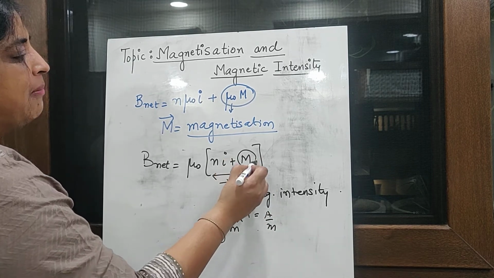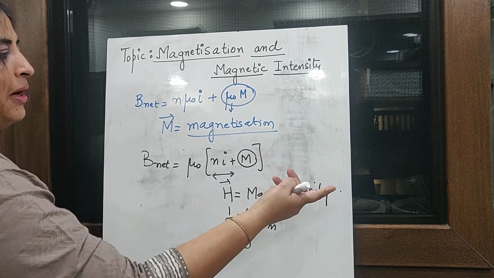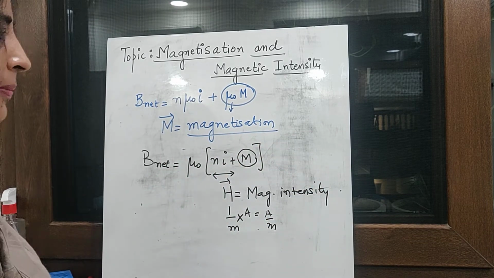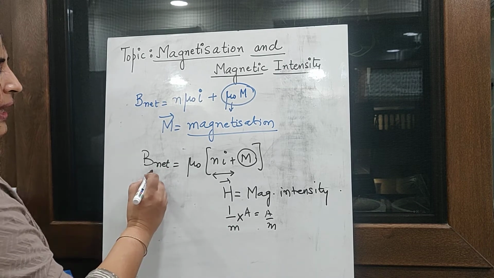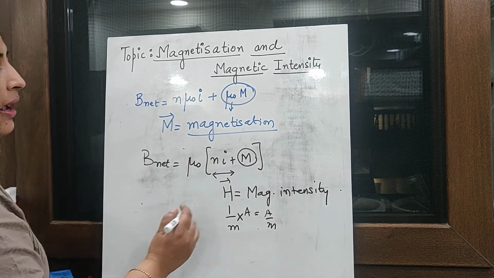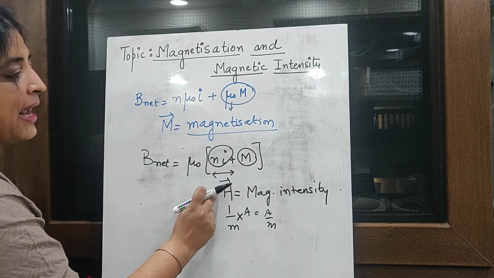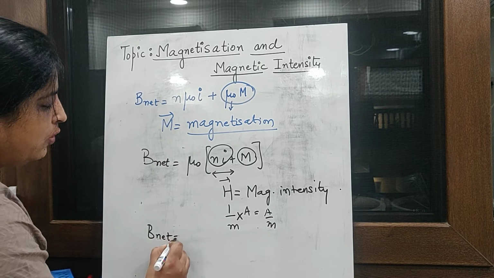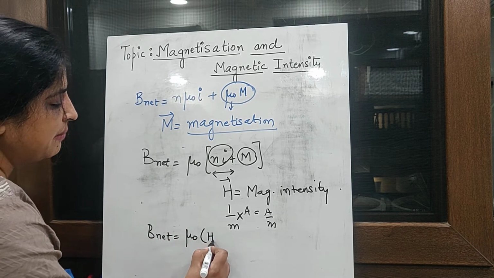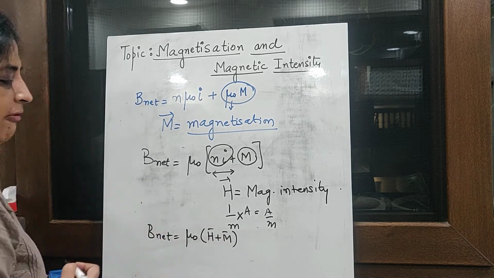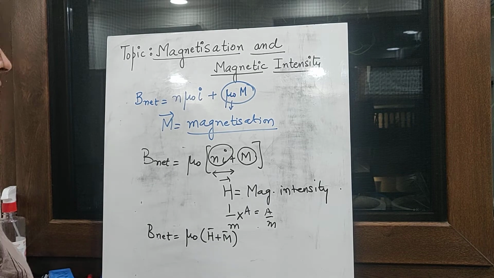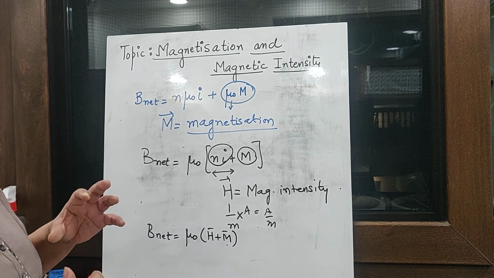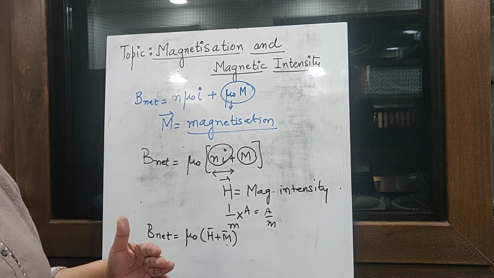The unit of M was also ampere per meter, so we are adding two things of the same unit. Now B net is equal to mu naught into Ni plus M, and we have replaced Ni by H, giving it another name. So B net therefore is equal to mu naught into H plus M.